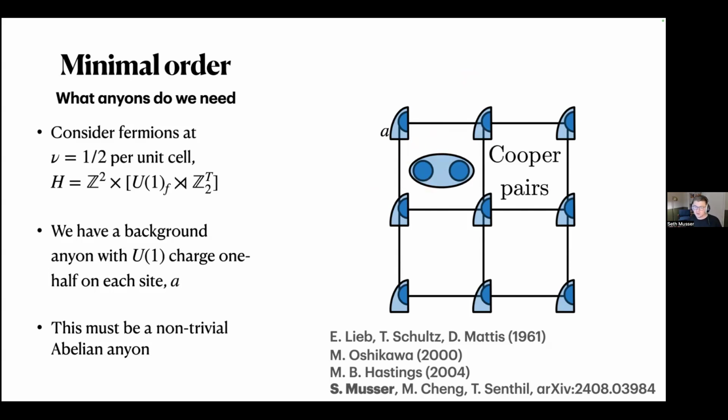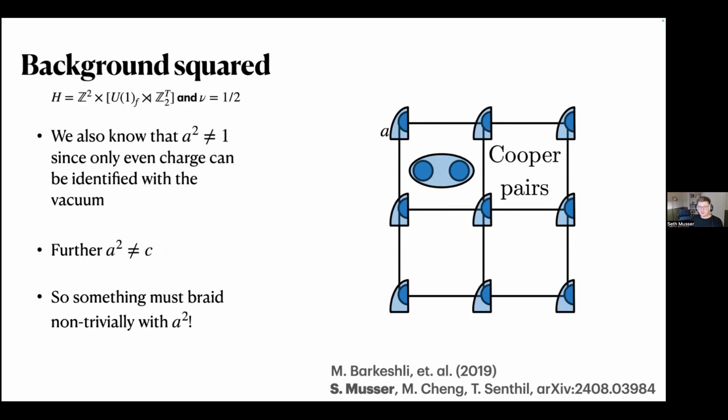There's a more mathy argument from, I believe, Mason, Zaletel, Ashvin. There was some big paper that they were all on. But that's a simple way to see it. Okay, so our background anyon is abelian. And as I've already said, we know that A squared is not the vacuum because A squared has charge 1, since A has charge 1/2.